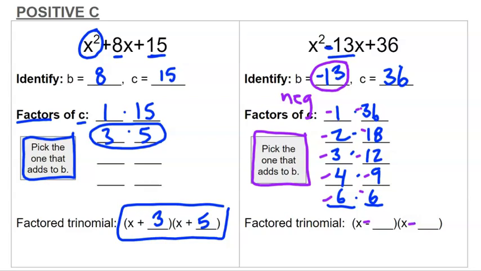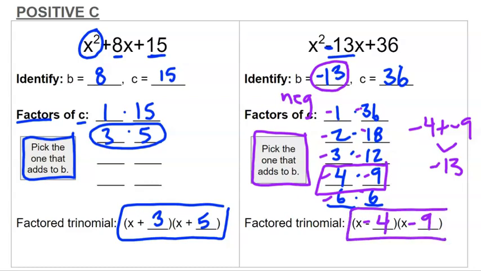So now we can pick the one that adds to b. The pair that's going to make negative 13 is negative 4 and negative 9, because negative 4 plus negative 9 makes negative 13. So we have x minus 4 times x minus 9. That would be our factored trinomial.